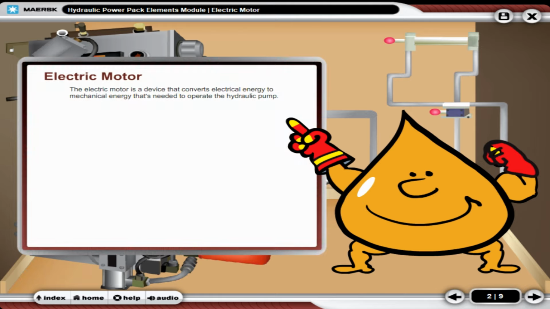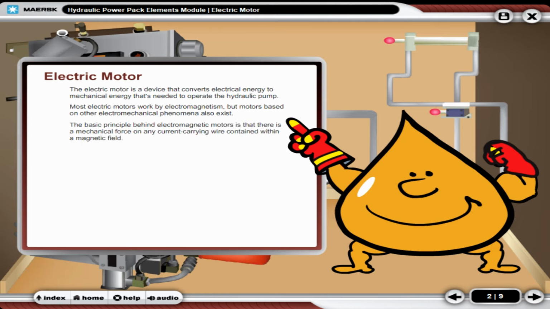The electric motor is a device that converts electrical energy to mechanical energy that's needed to operate the hydraulic pump. Most electric motors work by electromagnetism, but motors based on other electromechanical phenomena also exist. The basic principle behind electromagnetic motors is that there is a mechanical force on any current carrying wire contained within a magnetic field. Electric motors can be classified depending on their supplies.